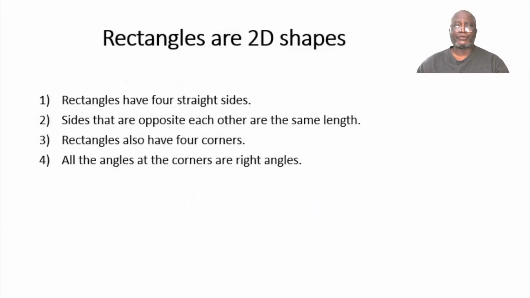Rectangles are like squares, except all the sides are not equal. Rectangles have 4 straight sides. Opposite sides are equal. All the angles at the corners are right angles. Did you know that a square is a rectangle? It has all the properties of the rectangle. The only difference is that all the sides of the rectangle are not equal. The opposite sides are equal, but not all 4 sides.